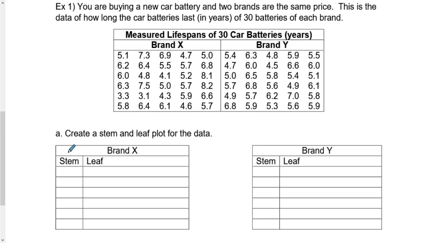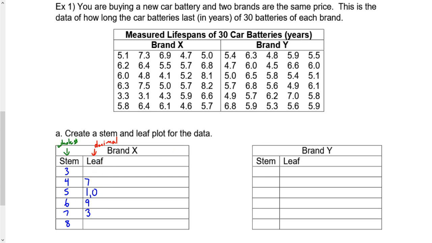So the best way to help itemize this, the stem would be whatever the whole number is. The leaf would be the decimal part of that number. So 5.1, we're going to go 3, 4, 5, 6, 7, 8. 5.1 would put us there. 7.3 would be there. 6.9, 4.7, and 5.0.